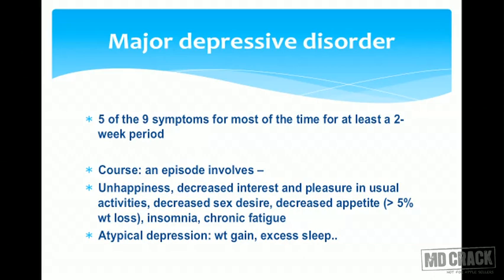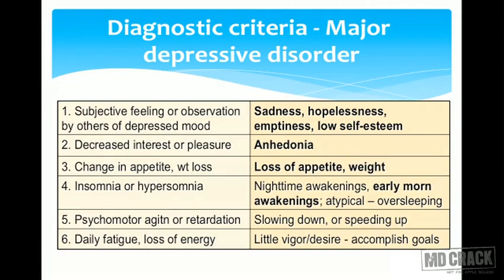There is another kind of depression called atypical depression, in which sometimes you get weight gain and excess sleep. That's the opposite, but that's atypical depression. Coming to major depressive disorder, what are the diagnostic criteria according to the Diagnostic and Statistical Manual? I'm showing you on this table those 9 important symptoms.